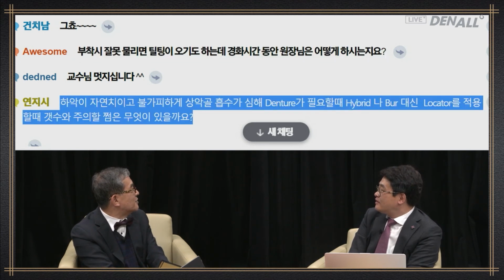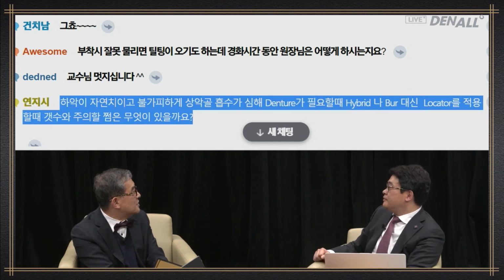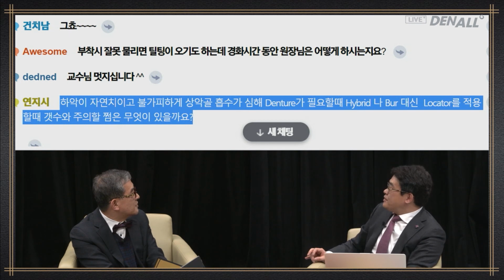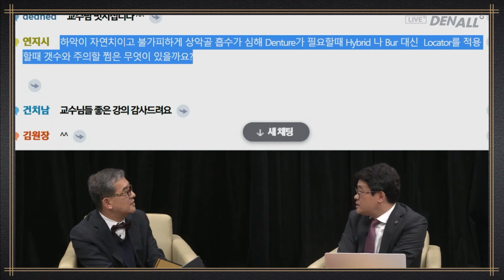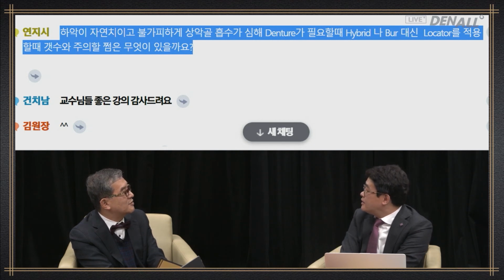Professor, you're awesome. If the lower is natural teeth and if denture is necessary due to severe bone loss in the upper, can I use locator instead of hybrid or bar? How many should I place and what kind of precautions should I need to take? As mentioned, in the case of upper, if possible, I don't use locator single standing. If you have to use it, you should place 4 instead of 2. If you place 2, I have experienced a lot of failures in the lower, so if you're to place it in the upper, you need to place more than 4.